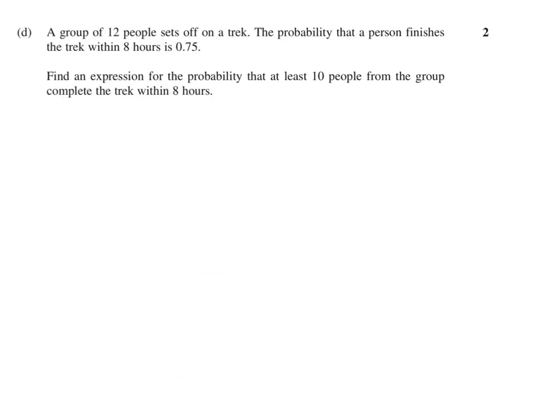Part D is a probability question. The question tells you that there is a group of 12 people who set off on a track, and the probability that each person can finish the track within 8 hours is 0.75. The question asks you to find the probability that at least 10 people from the group can complete the track within 8 hours. The keyword here is at least.